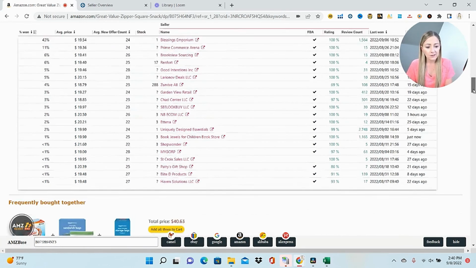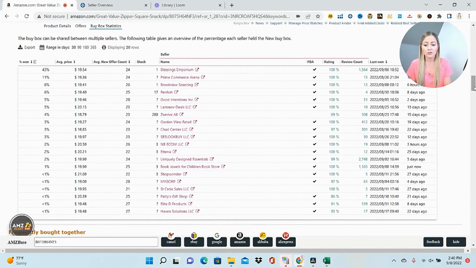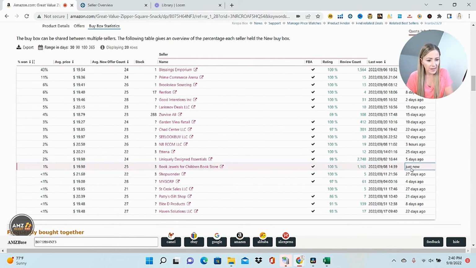Something else that I look at is if I want to FBM this product. From this listing, I can see that in the past 30 days, only 2 sellers here are FBM sellers that won the buy box. This one won 4% of the time, and this one won 1% of the time. So I can tell that this listing in particular is favoring FBA sellers, and I wouldn't want to FBM this product. And then over here, I can see the last time that they won a sale.